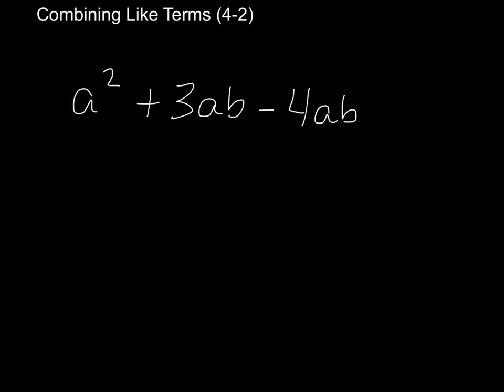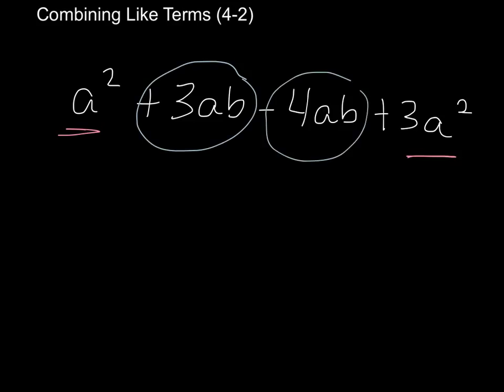So another example might be something that looks like a squared plus 3ab minus 4ab plus 3a squared. So again, we're looking at like terms. We see that these two are like, and we also see that this and that is alike. And so then we just rearrange in the same way that we have been.